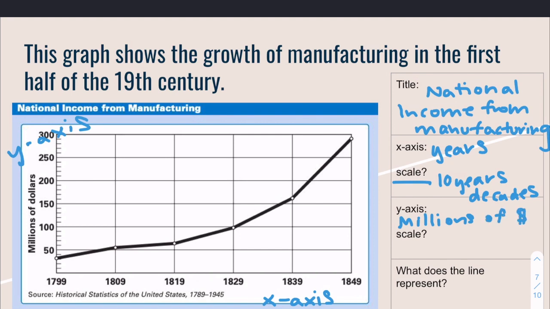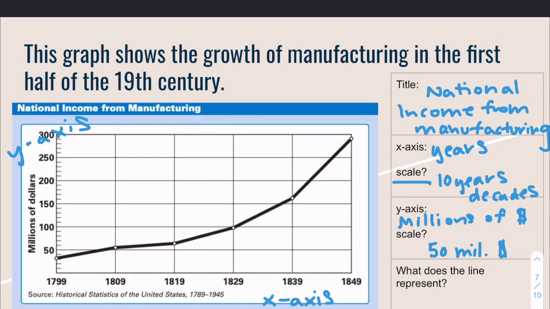And then again, I want to know what the scale is. So I look at the different labels and I say, how much is each number going up every time they label it? So 50, 100, 150, 200, 250. So the scale is $50 million. Okay, keep in mind, it's not just 50, not just $50, it's $50 million. So that is a really big difference.